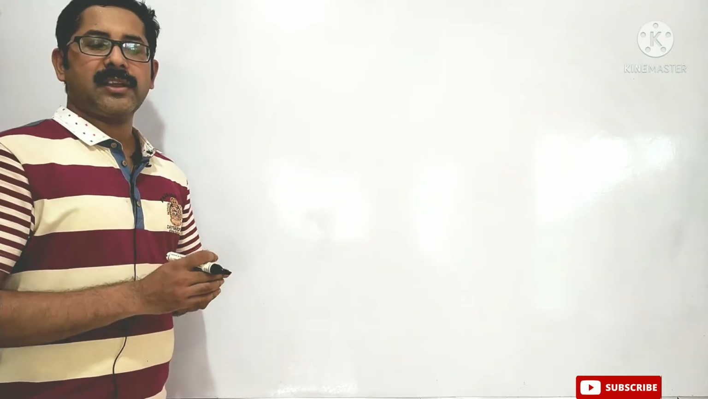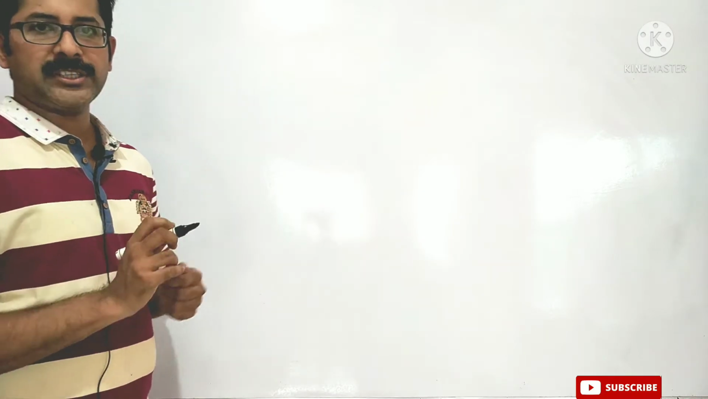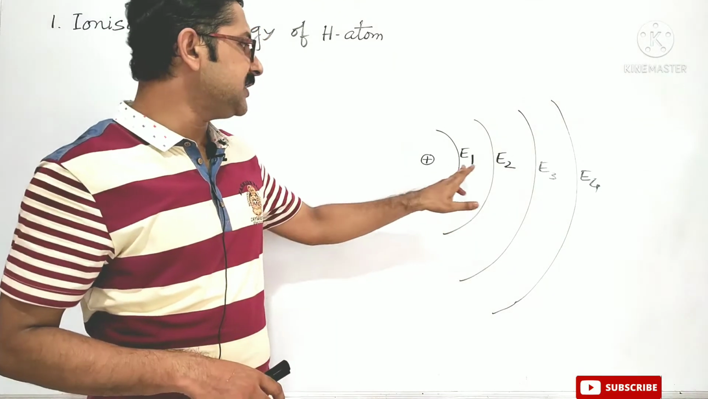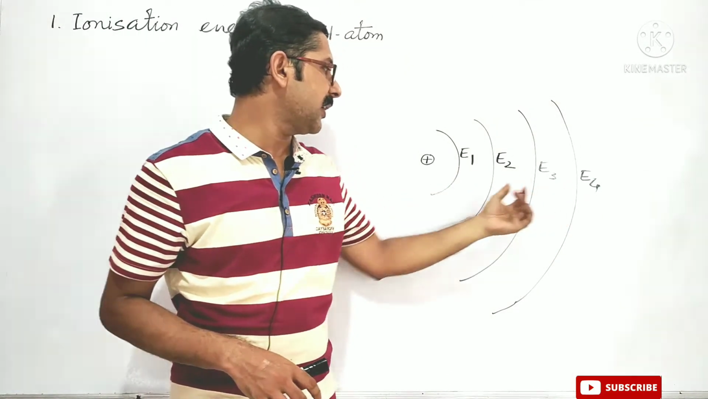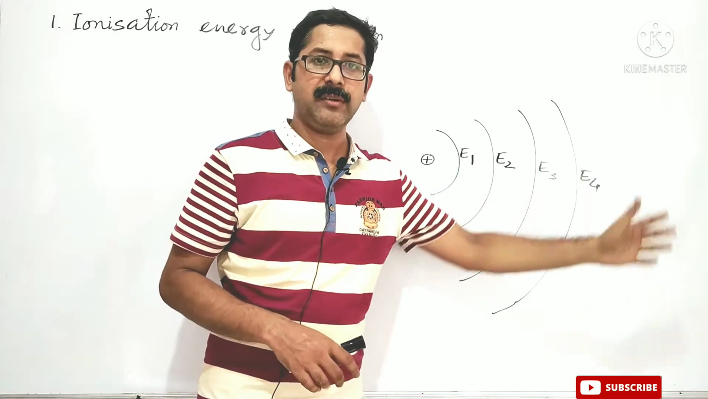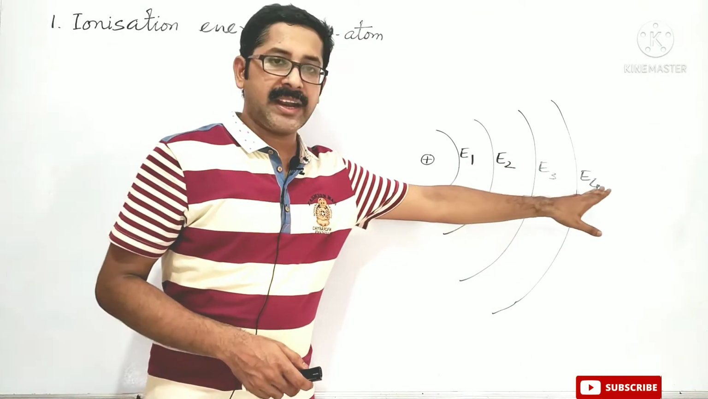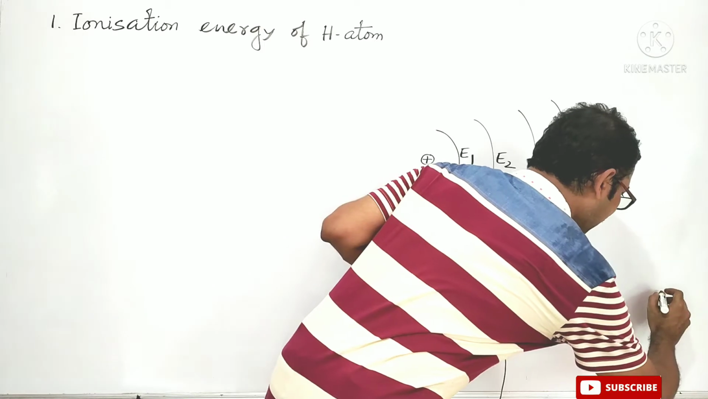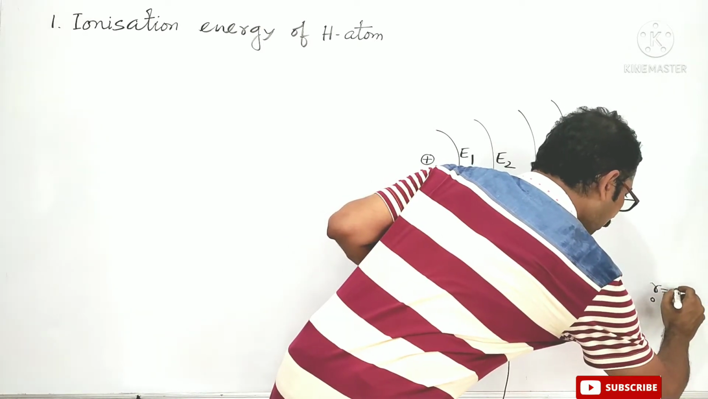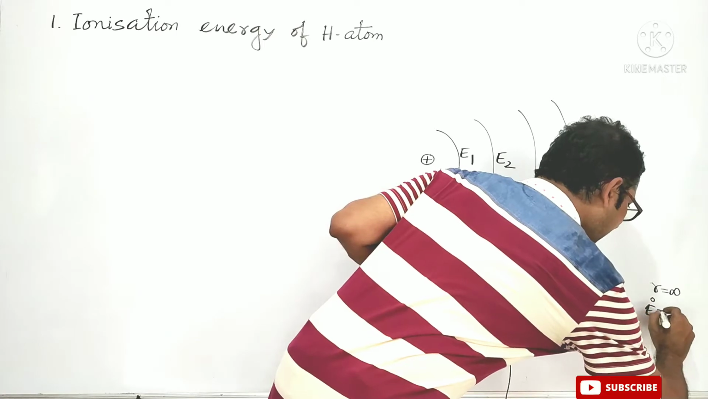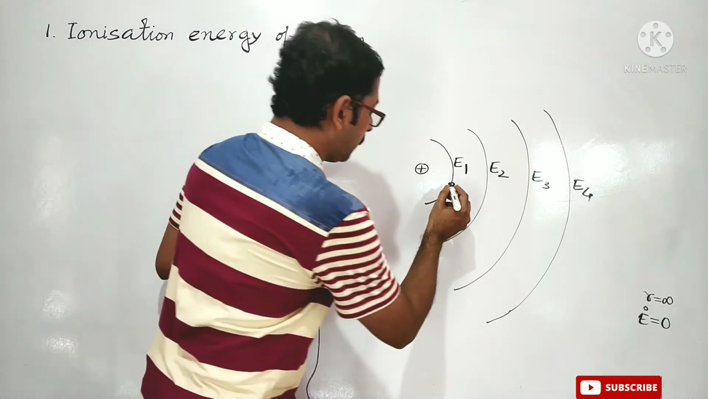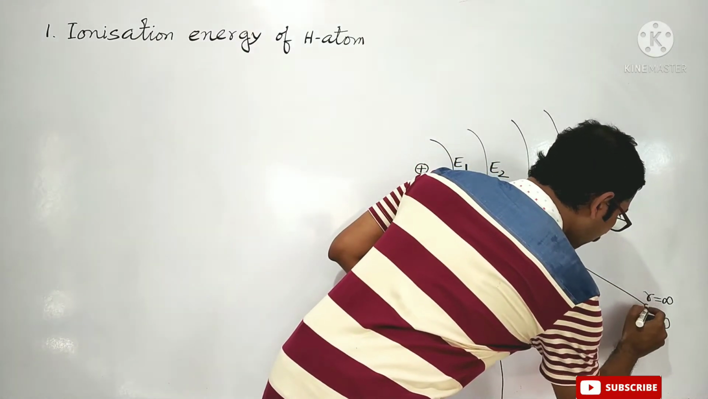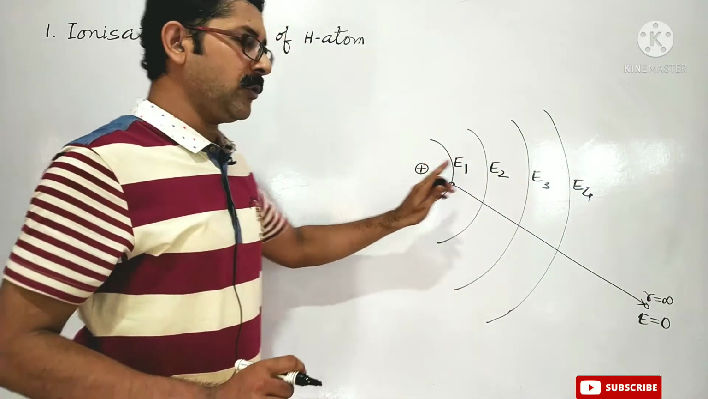Now our today's first topic is ionization energy of hydrogen and hydrogen-like systems, right? In our previous lesson, we have learned that the energies of the Bohr orbits are represented by E1, E2, E3, E4, etc. And these energies are negative, and the energy of the electron when it is present at infinite distance, that is r equal to infinity, is equal to 0, right? So ionization energy is the energy required to remove this electron from the first orbit to infinity.